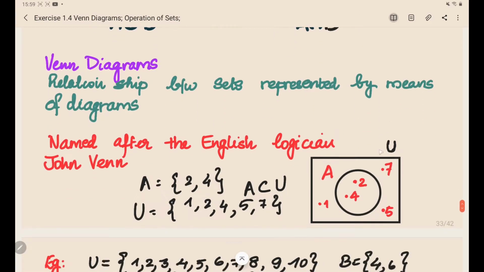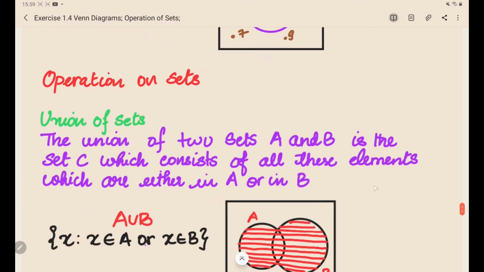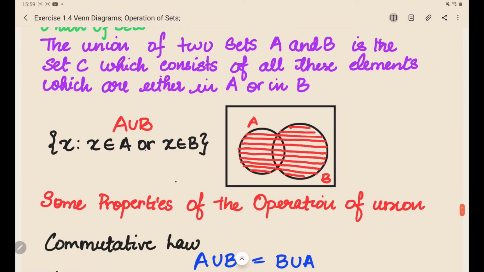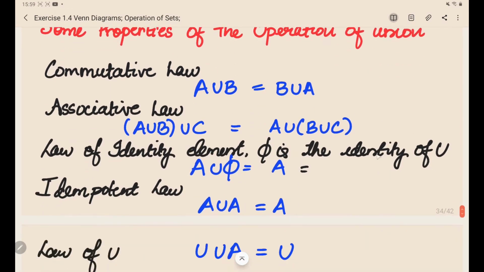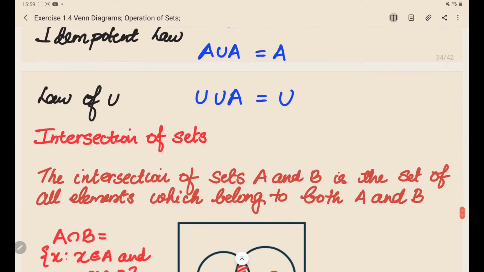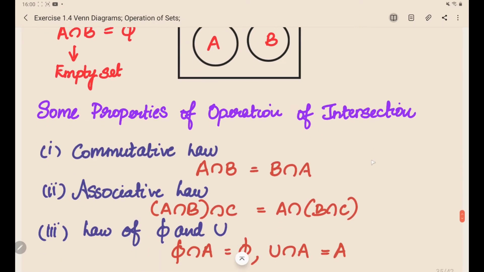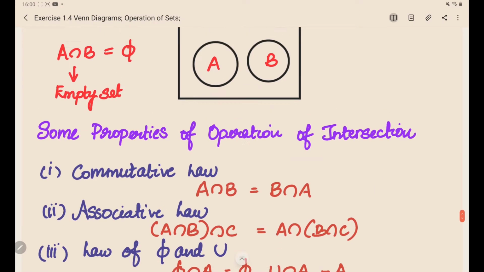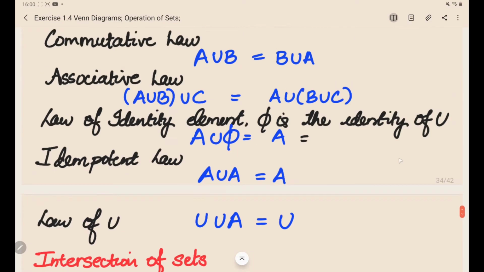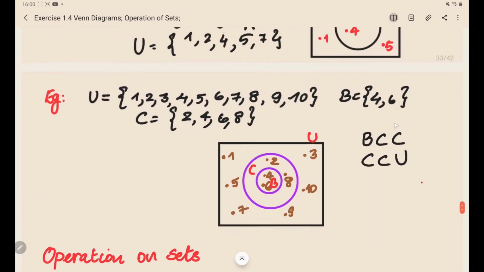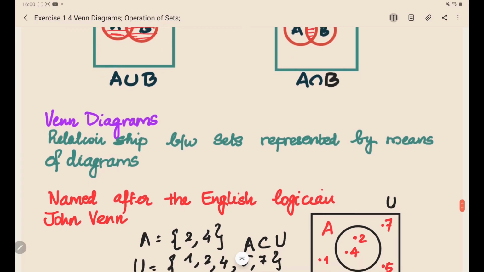like union of sets and intersection of sets, and we'll also discuss some properties of each of these, like commutative law, associative law, and so on. Similarly, we will discuss some properties again for the intersection of sets. So that's all for this video. So let's directly start with the first topic, what are Venn diagrams.